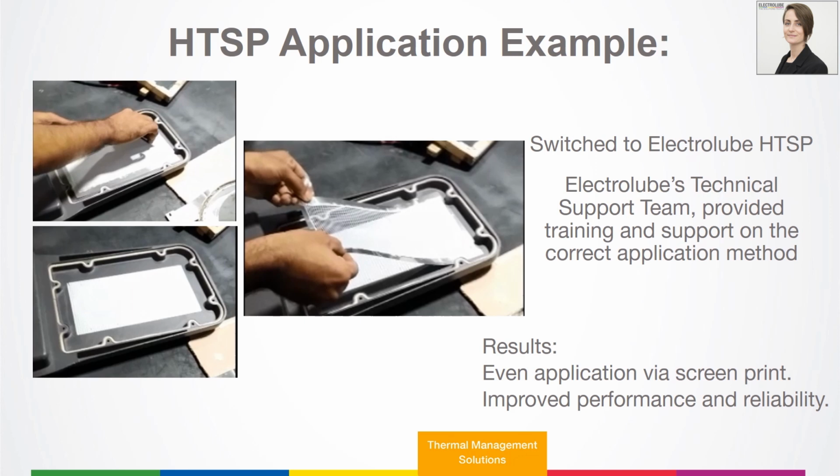This is easy. Put the screen down every time. You're still essentially doing the same method, putting a little bit of paste on and spreading it across the surface. But because that screen is there, it's making sure it's applied at the right thickness every time. This improved performance and reliability and greatly sped up the application method, even though it was still manual.